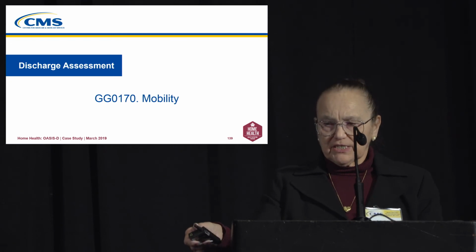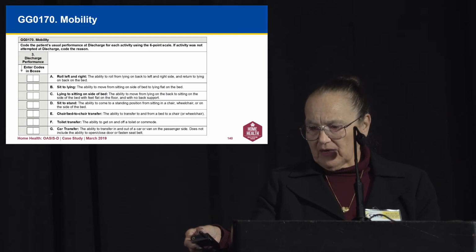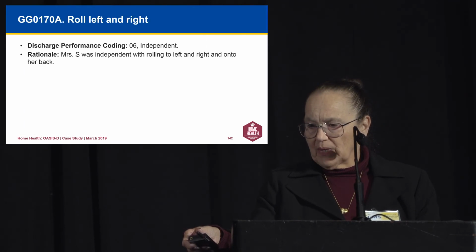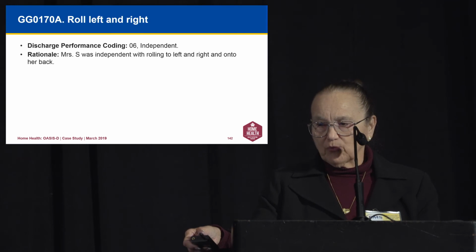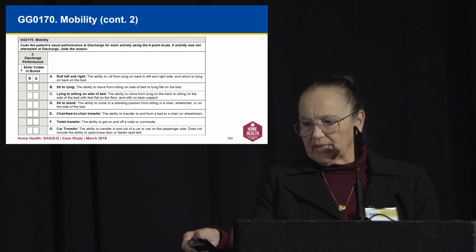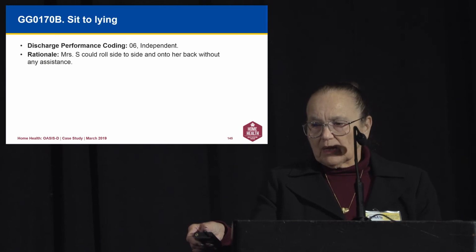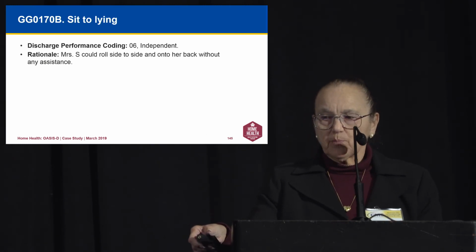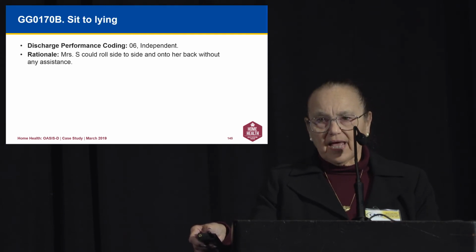Let's move to the GG 0170 mobility. Here we're going to be looking at A through G to start with. So item A, we've now coded this as 06 independent. Mrs. S is now independent in rolling left and right and onto her back in the bed. Let's look at the next one, item B, sit to lying. Again, 06. Mrs. S is coded as 06 independent. She can now roll side to side and onto her back without any assistance.